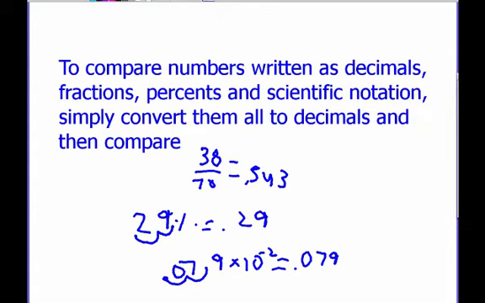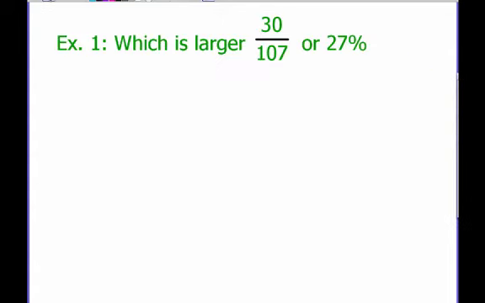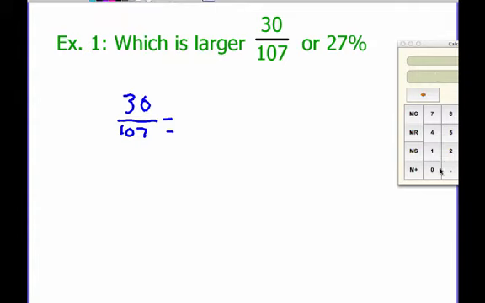So let's take a look at an example where we're going to compare some numbers. Example 1 says, which is larger, 30 divided by 107 or 27%? Well, let's look at these. If we turn 30 divided by 107 into a decimal, it gives me roughly 0.28. And 27%, if I turn that into a decimal, I go 1, 2, that is roughly 0.27.